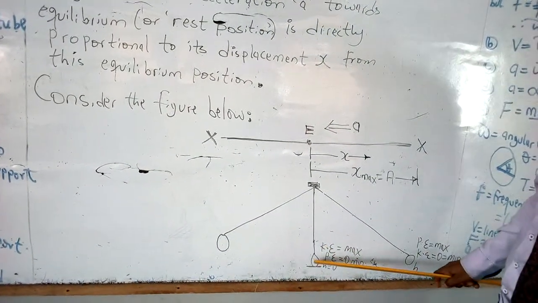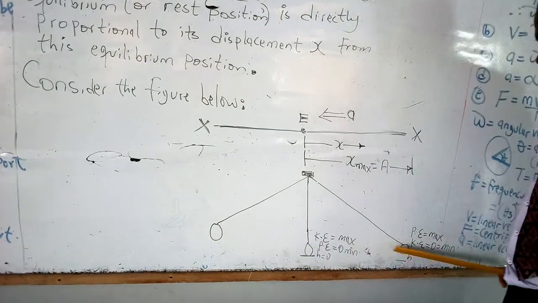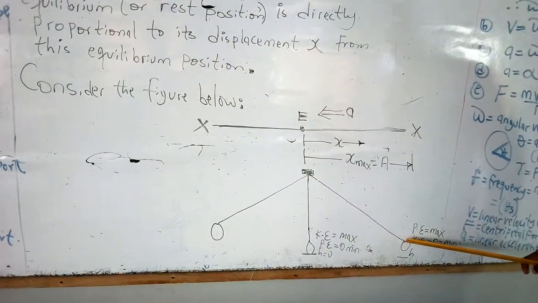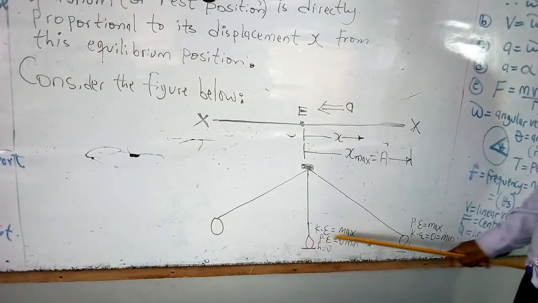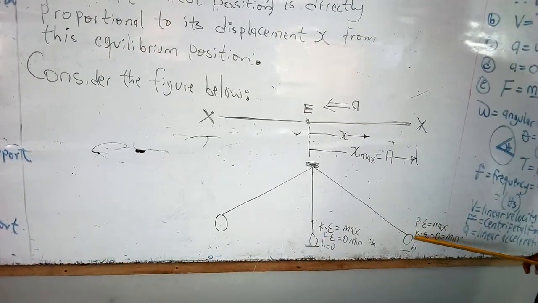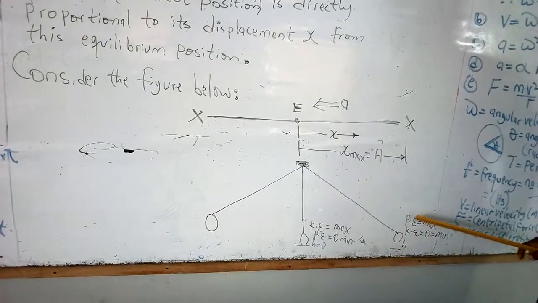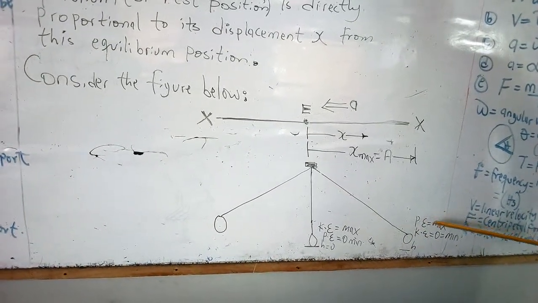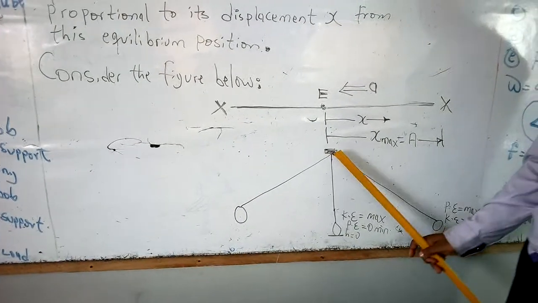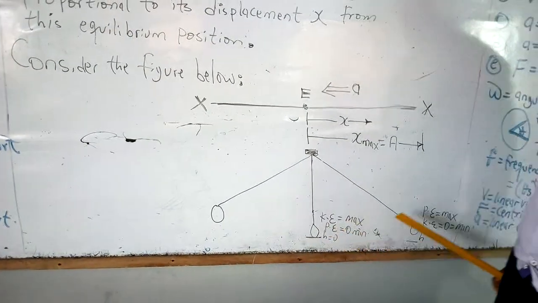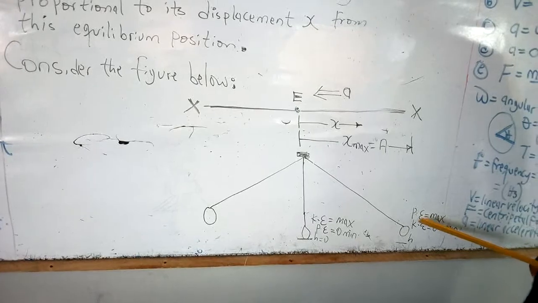But when the bob has been shifted to the extreme end, positioned away from the equilibrium position at the maximum point, it has been observed that the potential energy becomes maximum and the kinetic energy becomes minimum. So the opposite of what is happening at equilibrium position is what is happening at the extreme end.